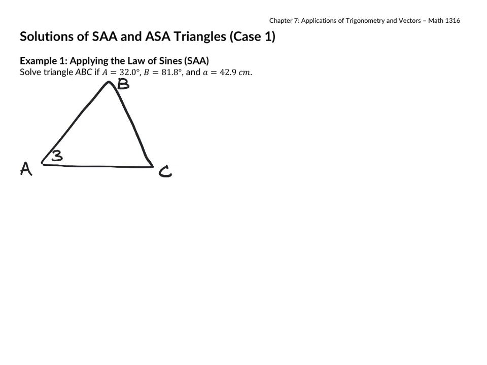This says that angle A is 32 degrees, it says that angle B is 81.8 degrees, and it says that side a is 42.9. That means that is the side across from angle A, which means BC, between B and C, is side a. So that's 42.9 centimeters.